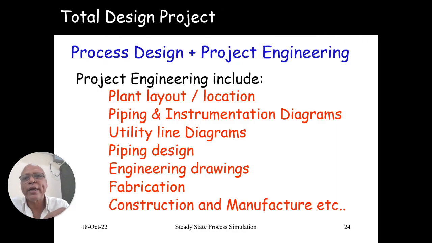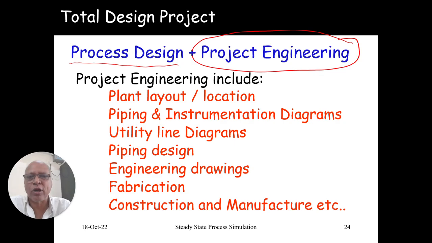Then if you look at the total design project, we have designed the process on paper. Now you need to bring it to reality. The second part is what is known as project engineering. Of course, this list by far is not exhaustive. Some of the important aspects only I have included here. You want to identify where you want to set up this plant, within the location how you are going to set up various equipment, then piping and instrumentation diagrams, utility line diagrams, piping design, engineering drawings, fabrication, construction and manufacture. In fact, you can go into many other details as well.